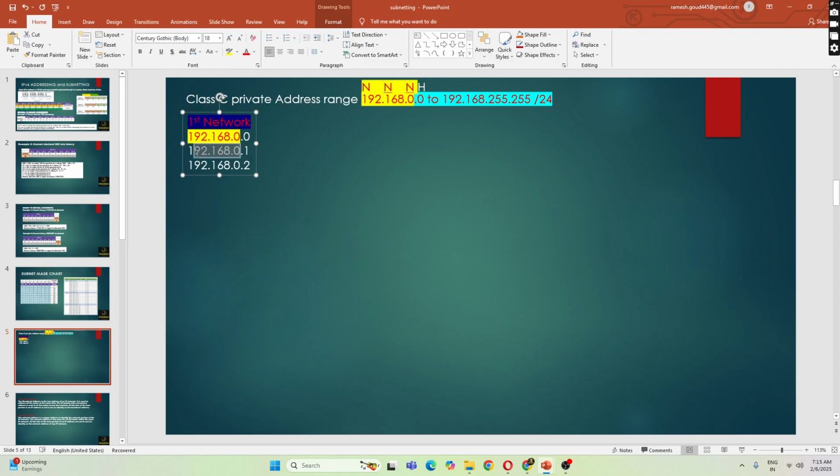So what I'm saying is these first three octets are fixed. You cannot change them. It's a class C network, right? All network bits are fixed. All are ones already. So it starts from 0. What is the last IP like this?